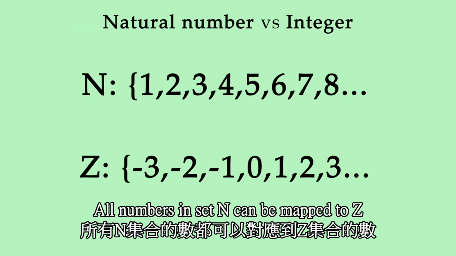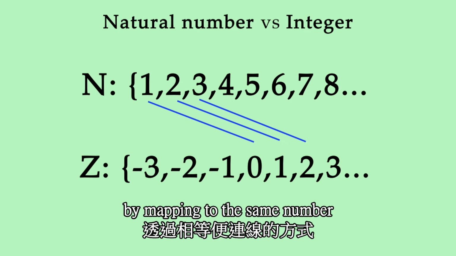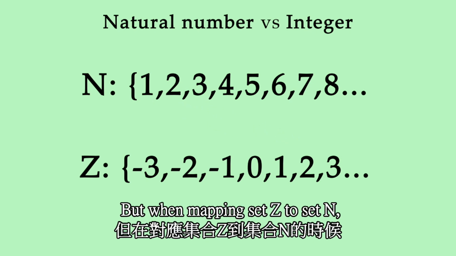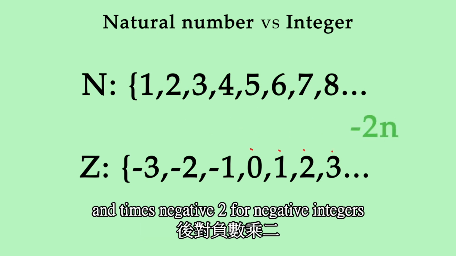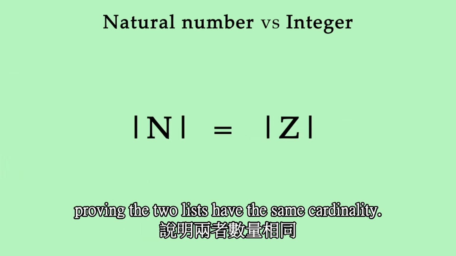All numbers in set n can be mapped to z by mapping to the same number, but when mapping set z to set n, times 2 and plus 1 for whole numbers, and times -2 for negative integers, proving the 2 lists have the same cardinality.